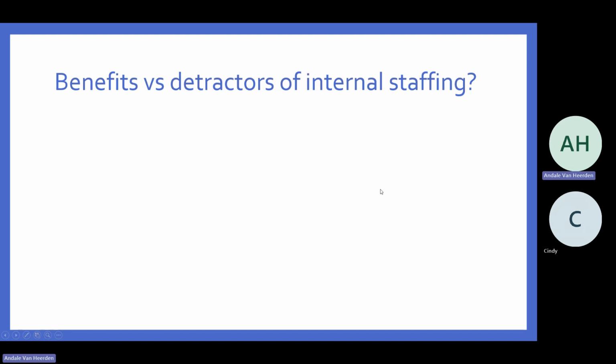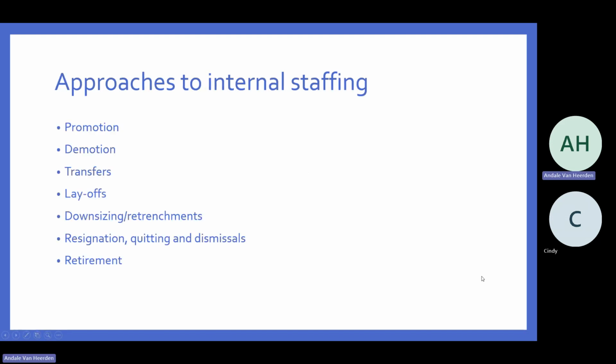So it's important when you're looking at internal staffing, like I said, to consider those things as well. In terms of the approaches you can take to internal staffing, promotions, obviously when somebody moves up in rank, demotion. Now demotion is again not something that you really particularly want to do, but this usually comes in one of two or three reasons. It can be a disciplinary reason, where the person did something wrong and they now drop in rank.